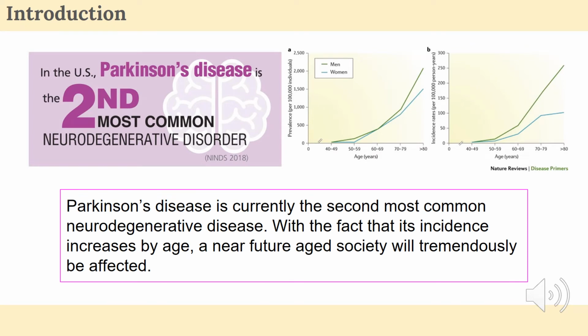Do you know that Parkinson's disease is currently the second most common neurodegenerative disease worldwide, only lower than Alzheimer's disease? And its incidence increases by age, as you can see from the two graphs I show in this slide: the incidence and prevalence of Parkinson's disease increase by age. So in the near future, an aged society will tremendously be affected by this fact, including Thailand, which is definitely going to be an aged society within 10 years. So Parkinson's disease will definitely be a huge burden in public health.